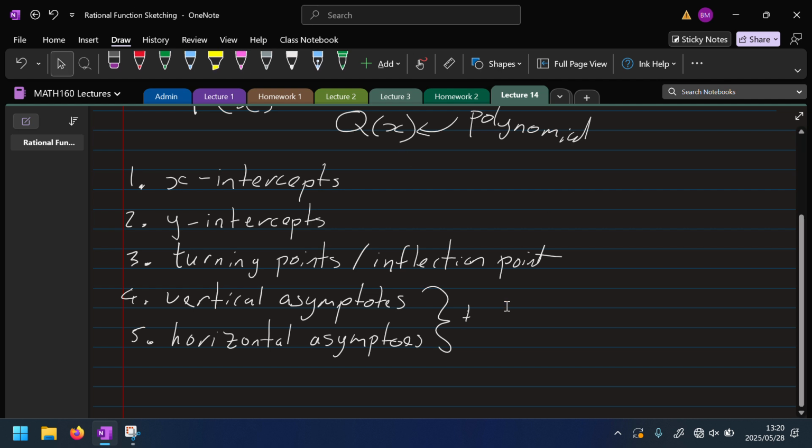These last two are the two new things that we're adding to our list. All the stuff that we covered on Thursday to sketch the polynomials still applies. We're still going to do all of that, but in addition, we have these last two things that we need to find.